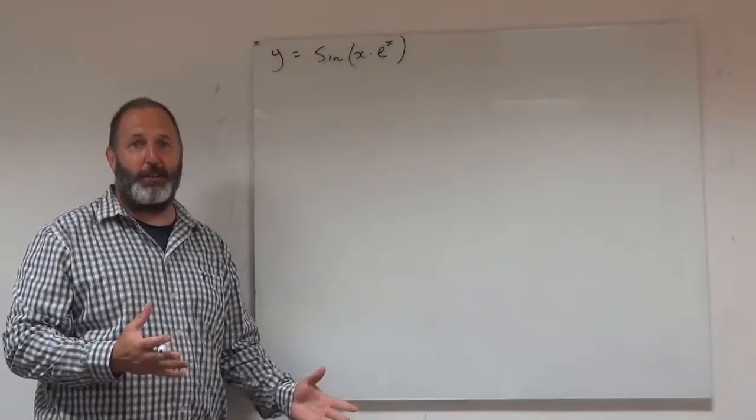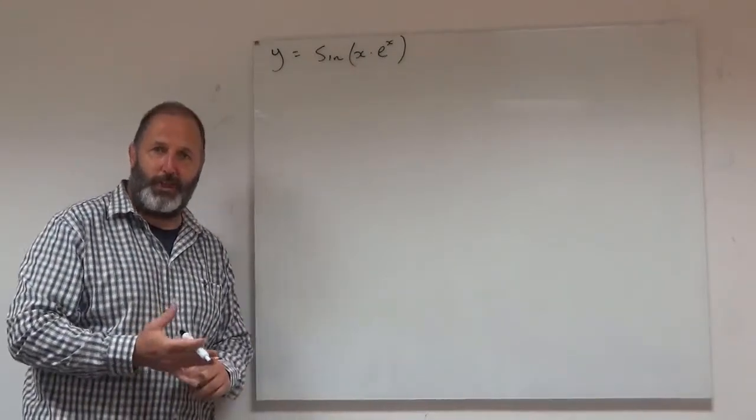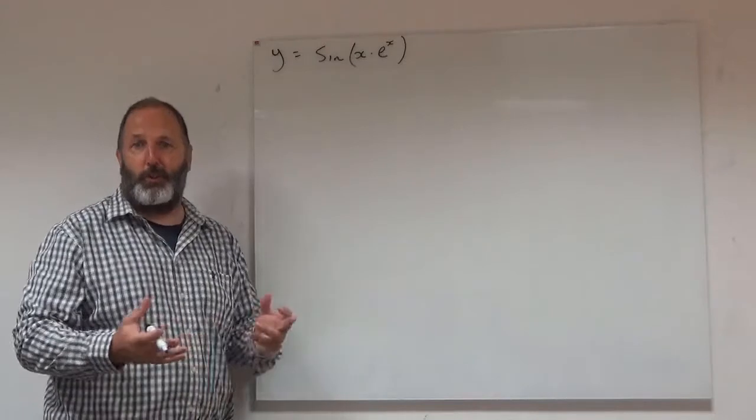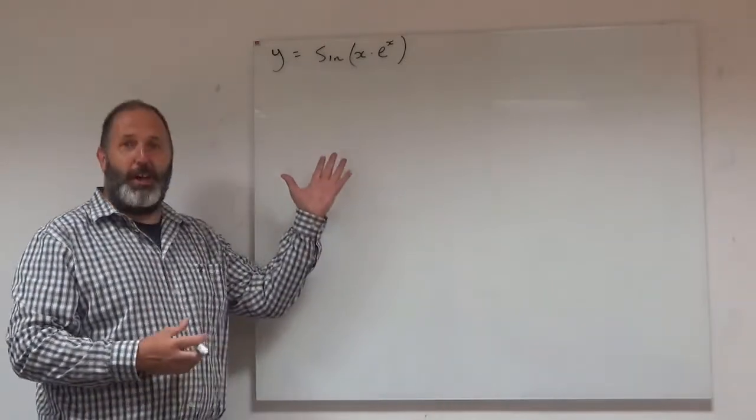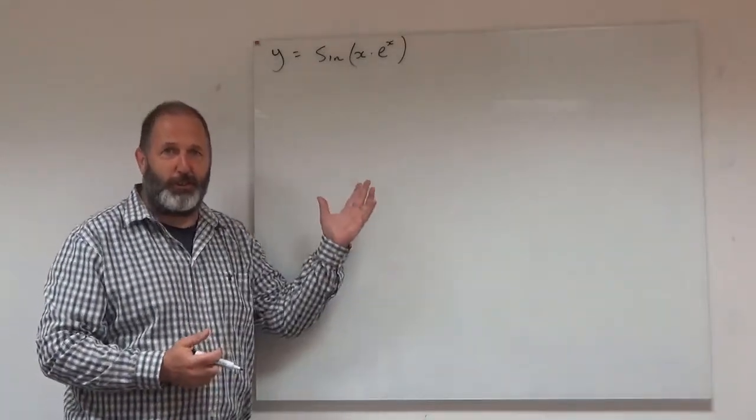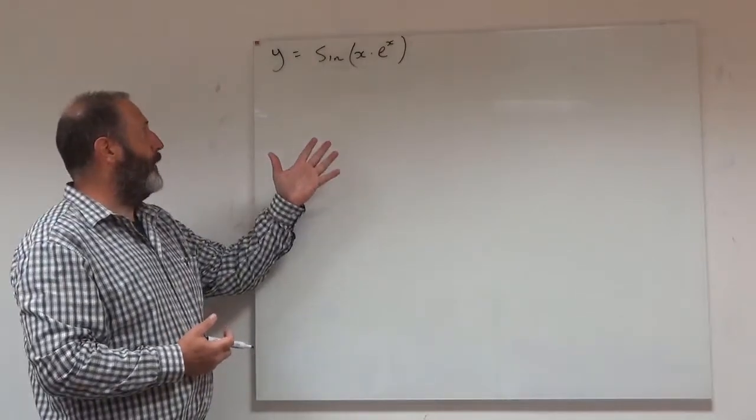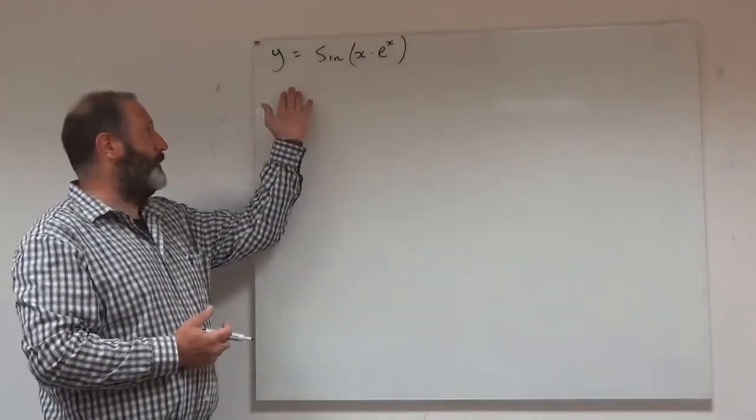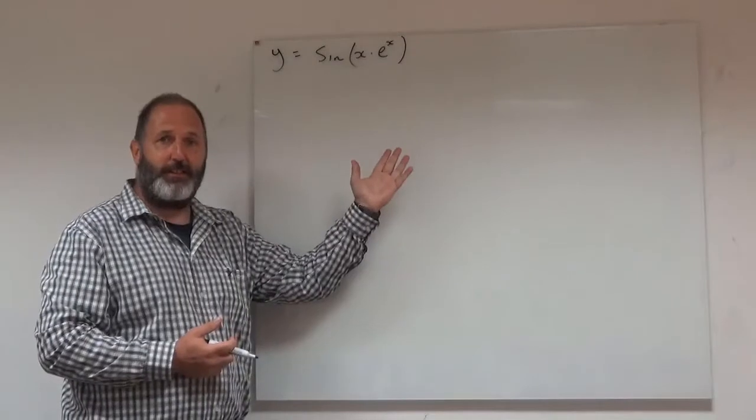Okay, so we've seen some examples already where we've had to use the chain rule or the product rule, quotient rule, etc. What I want to do now is one that's a little bit trickier in case you come across something like this. We have to be able to differentiate sine of x e to the x.